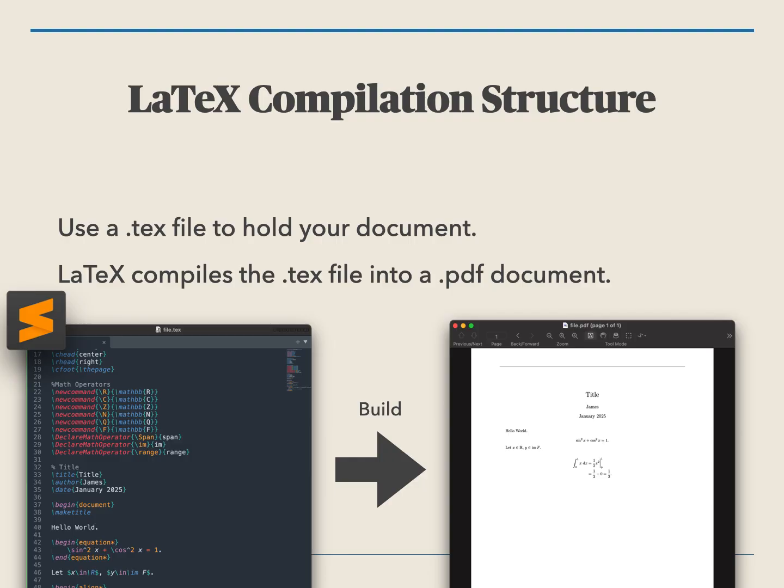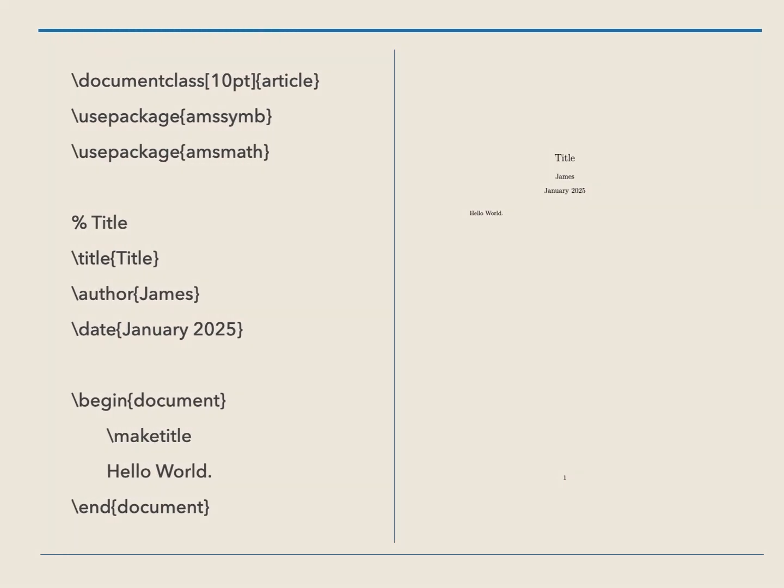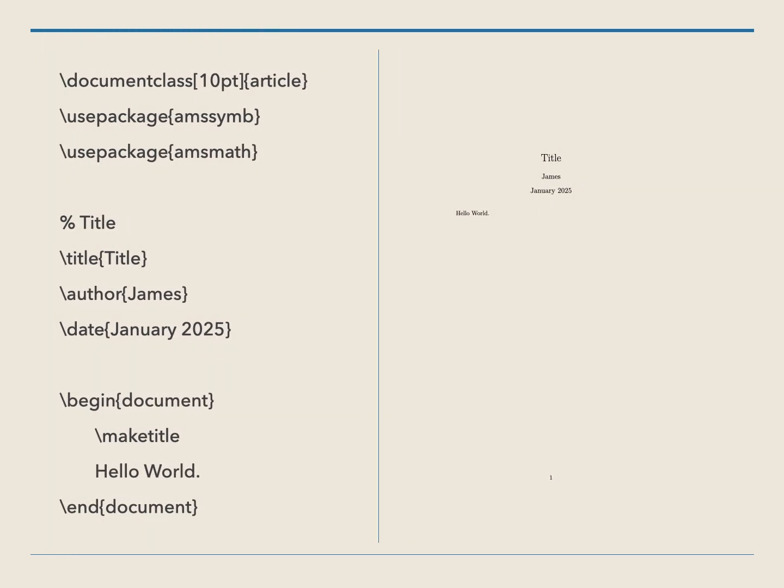You have a .tex file which holds your document, and LaTeX will be able to compile the tex file into a PDF document, which is shown on the right. Now we're thinking about the most basic structure of a LaTeX file. In the start, we have to set up the document. In other words, we set the document class, and here the example uses an article with font size 10.